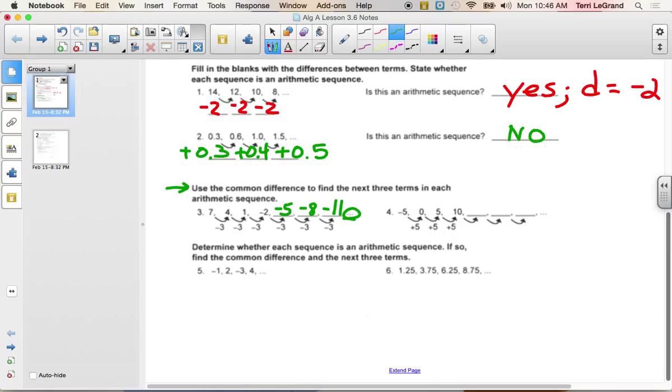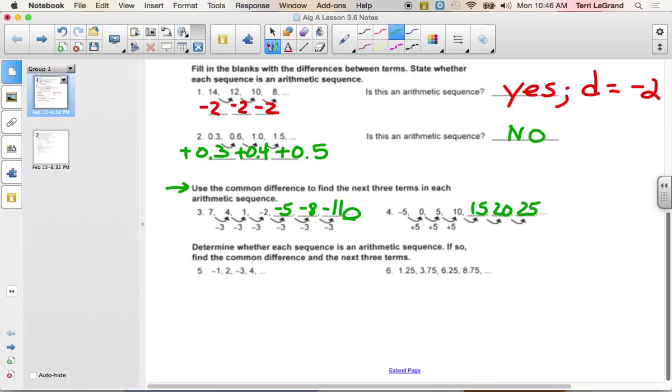Okay, the next arithmetic sequence we have has a common difference of what? Plus 5. Adding 5, so a positive 5. So, Seth, what's our next term going to be in this sequence? 15. JC, what's the next one going to be? 20. Ariel, what's the next one going to be? 25. And that pattern goes on and on and on.